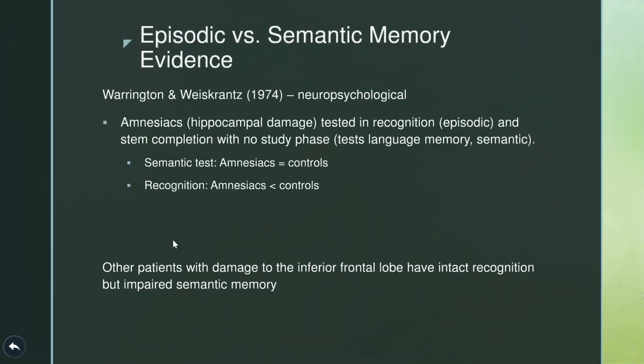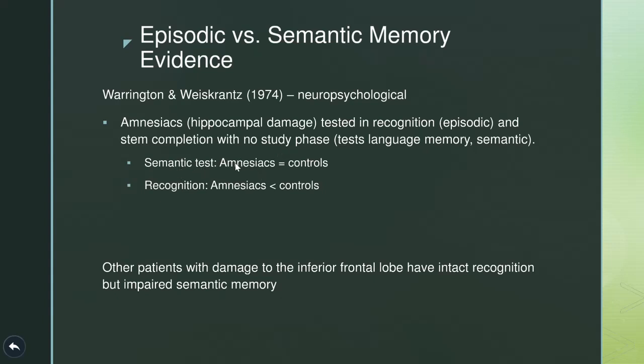Now let's talk about another piece of evidence, some neuropsych evidence. Warrington and Weiskrantz had some patients who had hippocampal damage, and they were amnesic, and they were tested in recognition. Now remember, recognition is just an episodic memory test. But they also did a stem completion test. Now this can get confusing because we talked about stem completion being used to measure implicit memory, but here there's no study phase. So it's just a test of language. Fill these stems in with any English word, and you're not looking for measures of implicit memory per se.